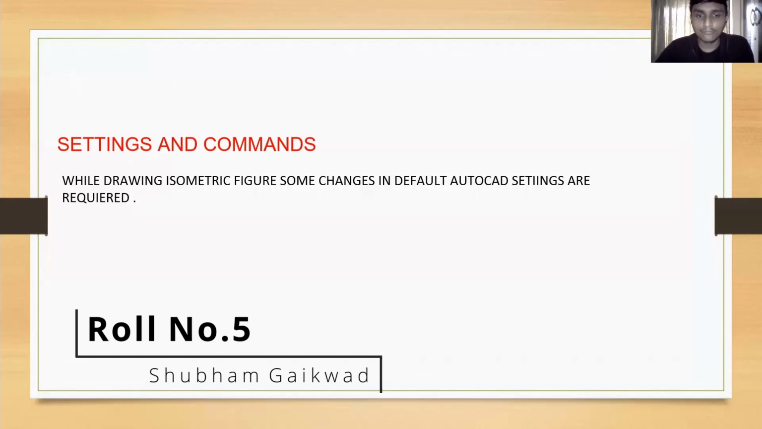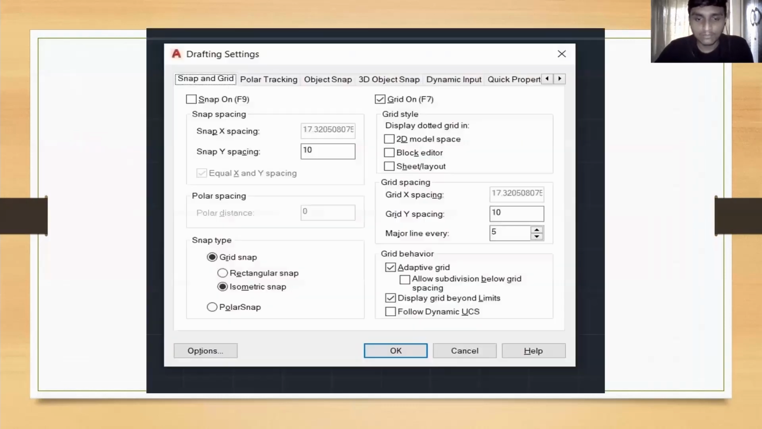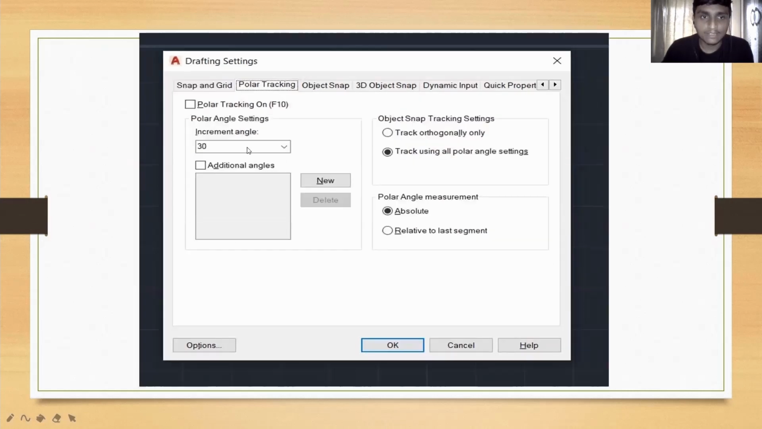Isometric drawing is a method of making a 3D drawing using 2D reference. When we open AutoCAD, mostly we are in the 2D plane by default. To change this setting, we will type DS and press enter, which will show drafting settings on the screen. In the drafting settings, in the snap and grid column and in the snap type box, make sure that isometric snap is on. After that, click on polar tracking and change the increment angle to 30. Mostly it is 90 by default, so change it to 30.